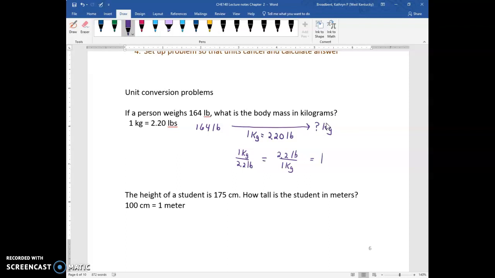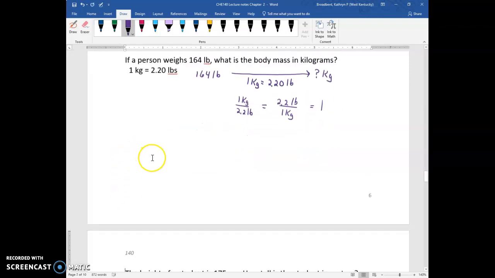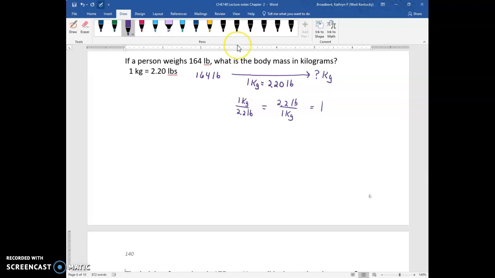So let's look at our problem. I'm going to move this down a little. Let's look at our problem. We want to write first the number that we started with. So we're going to start with the 164. Make sure that you do not start with your conversion, because otherwise your answer may end up upside down. All right, so there's our starting point.